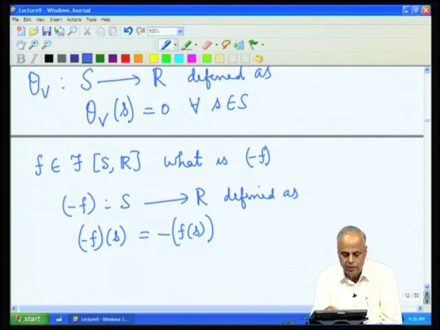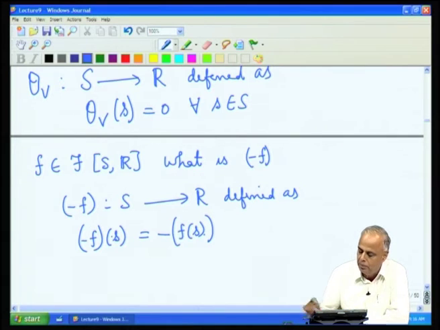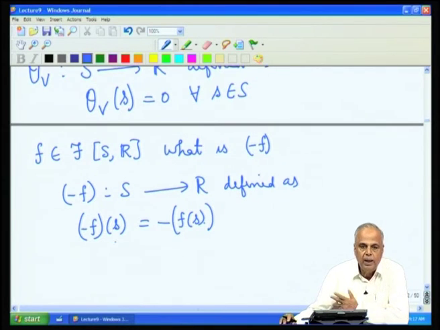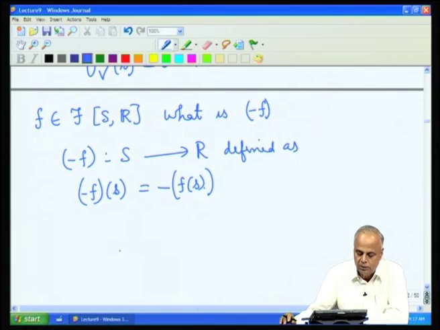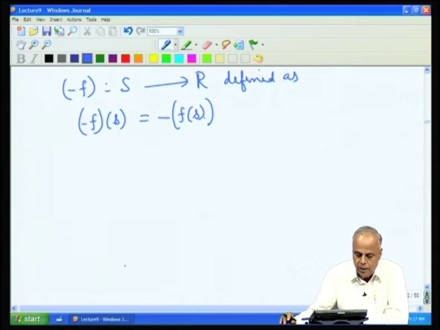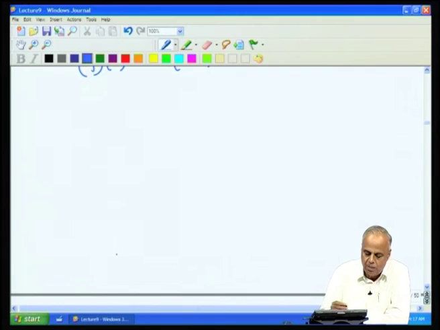The value of F is given because F is given; we are trying to find the negative of F. The moment you know F at any point, you evaluate its value, which is a real number. Take the negative of that real number, and you get another real number. That real number is called the minus F of S, the value of the function minus F at the point S. So we have the vector space of all functions from S to R. Let us look at some very specific examples in this.